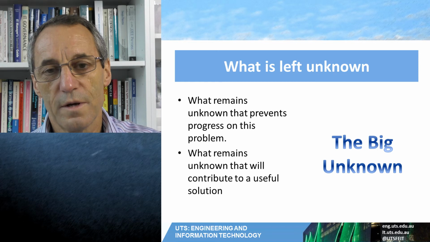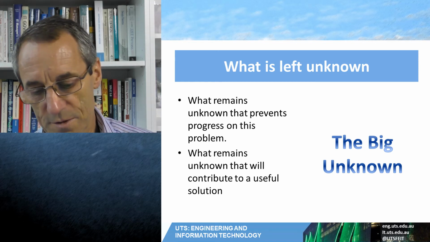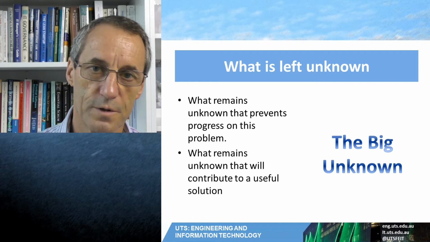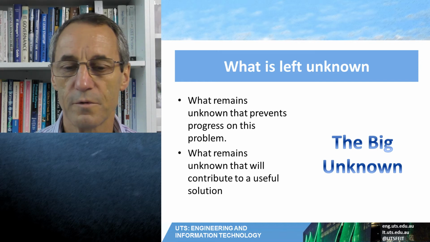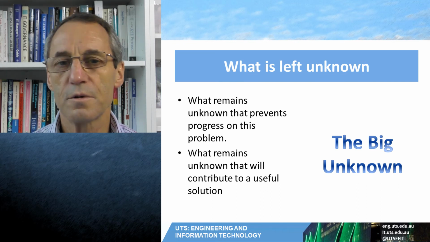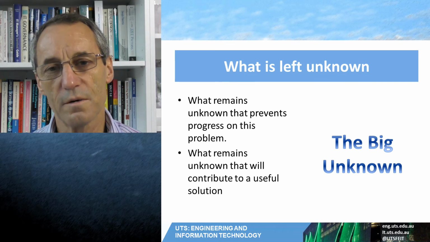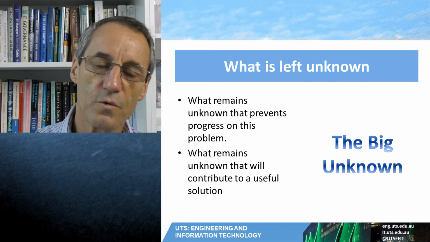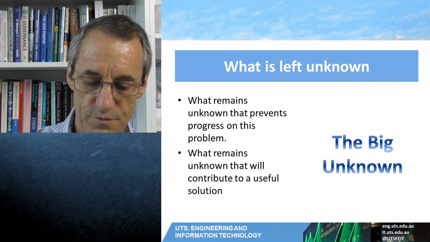What is left unknown? What remains unknown is what prevents progress in this problem. Okay, so you've had a look at the problem. You've got the elements, you've got their attributes, you've got the relationships among them. What is it you don't know? Why can't you just now go off and solve the problem? What remains that will contribute to a useful solution?